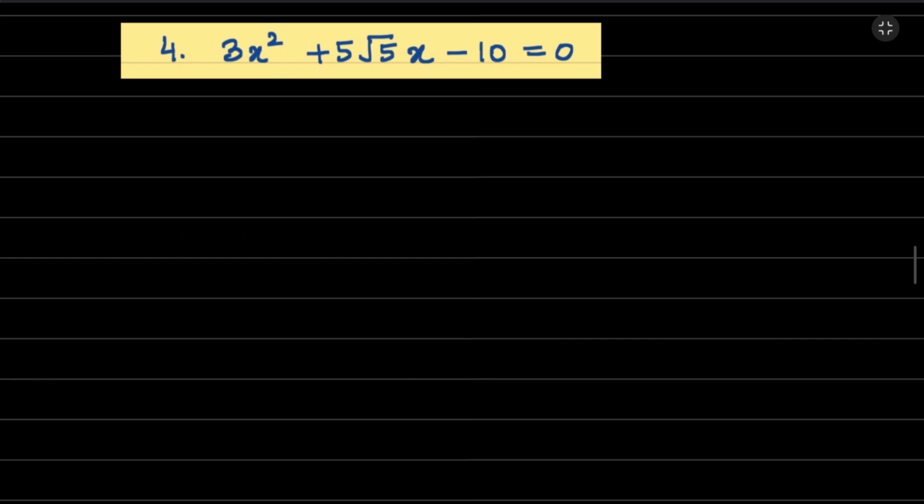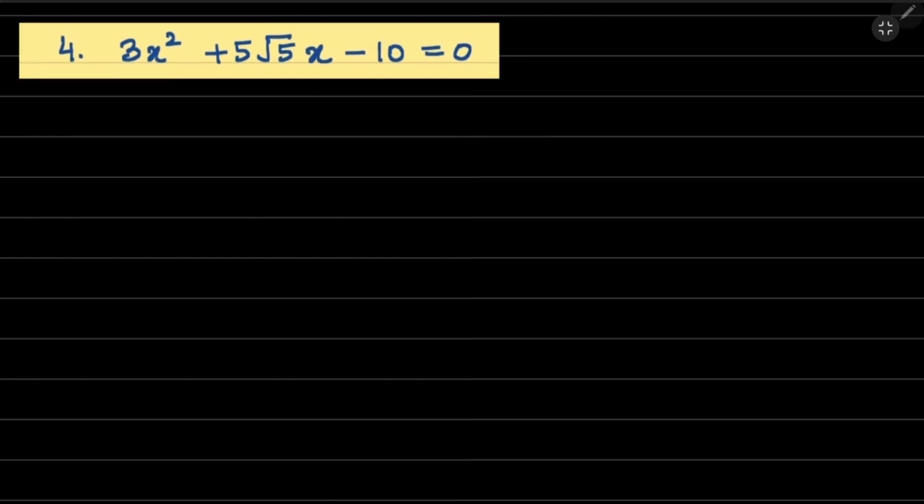3x square plus 5 root 5x minus 10. Here, again, let's take our sum and the product. So, sum is nothing but 5 root 5. And product is nothing but minus 30. Right? So again, 6 5s are 30. So I will write 6 root 5 and another is root 5. Right? If I put negative sign to both, here it is minus 30, right?